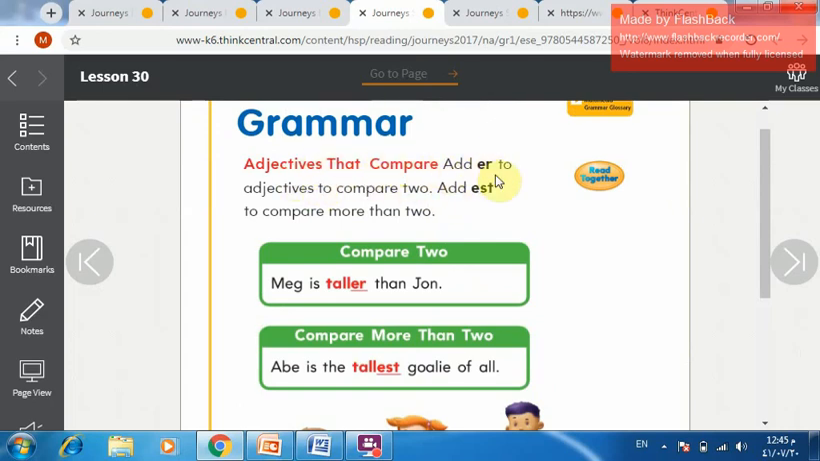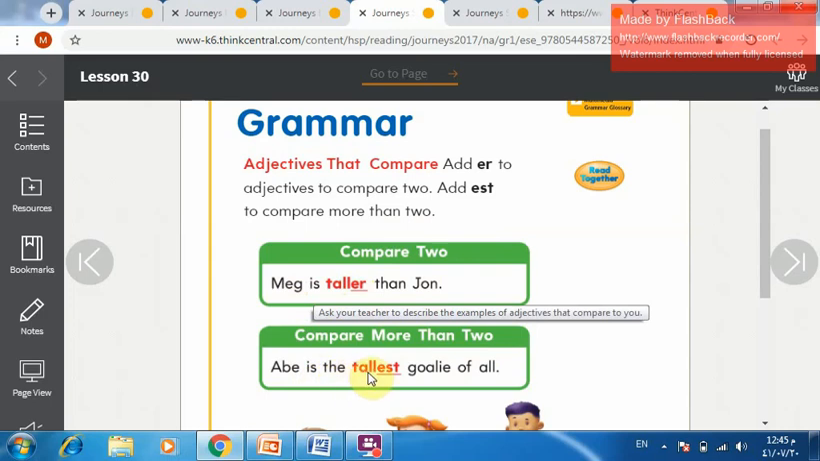Adjectives that compare. Add er to adjectives to compare two. Slower than, prettier than, shorter than. Add est to compare more than two. The cutest, the tallest, the shortest. So this one is comparing two: Meg is taller than John. I'm comparing Meg to John. So Meg is taller than John. I added er. Comparing more than two, three or more.